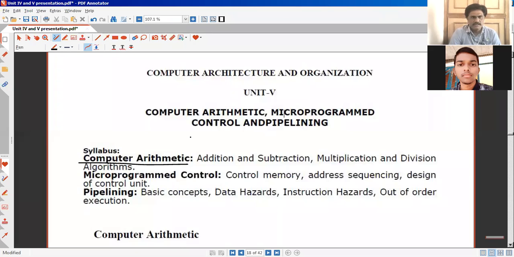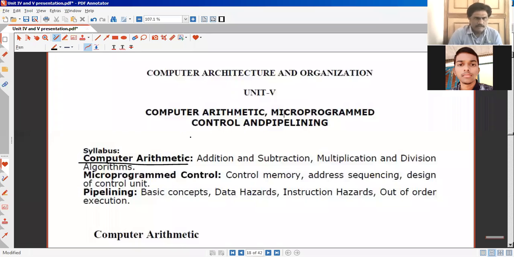Just yesterday, we had a small basics about pipelining. What is pipelining? Whenever your microprocessor is executing one instruction, your address and data bus goes and fetches the next instruction and keeps it ready. So in parallel, two things are happening: execution is happening and fetching the next instruction opcode is happening. That we call pipelining. We will discuss in detail in Unit 5 the basic concept of pipelining and what the hazards in it are. So Unit 5 deals with computer arithmetic in the first half, then microprogram control, then pipelining.